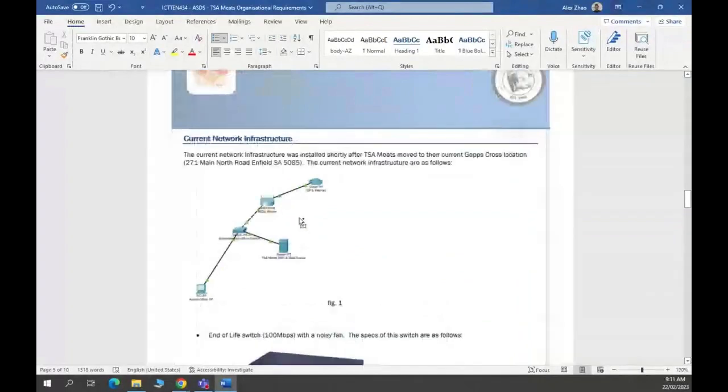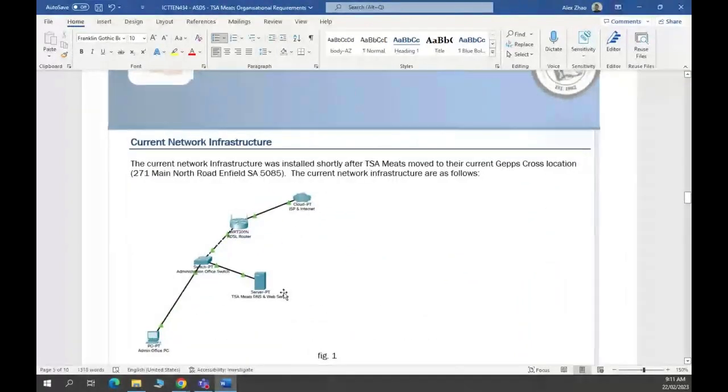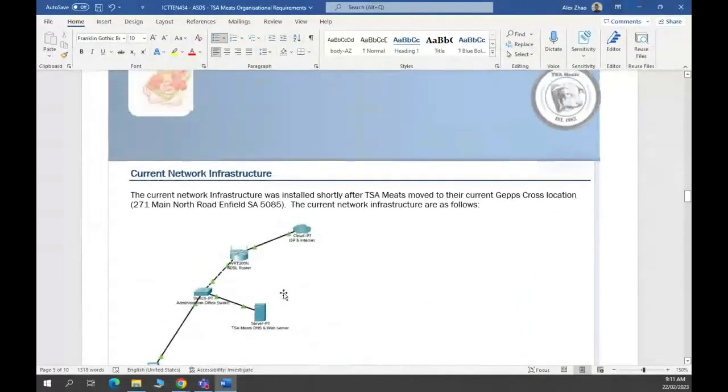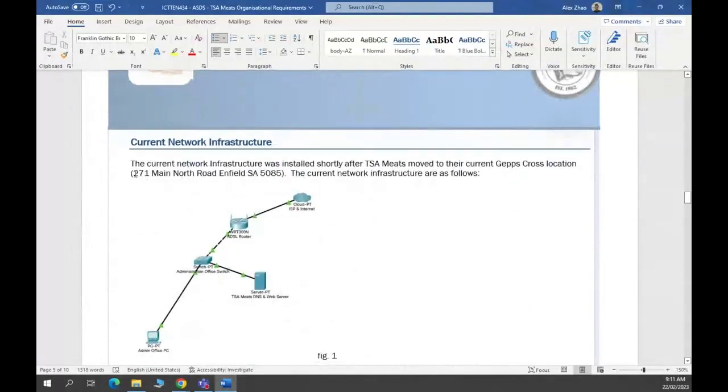So if we look at this representation right now, this is the address. This is going to become pertinent in the future, so just keep that in mind. But right now, basically, they have the office admin people.